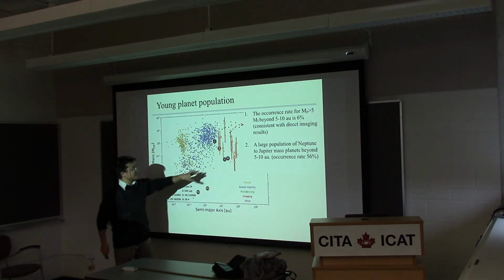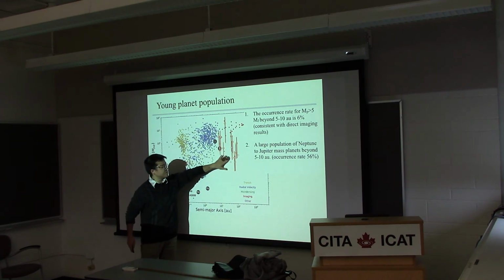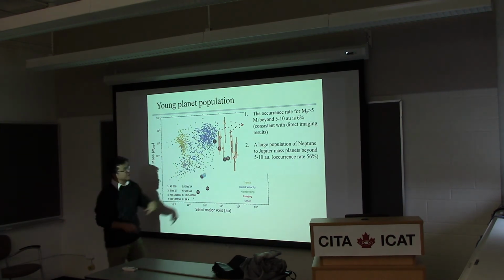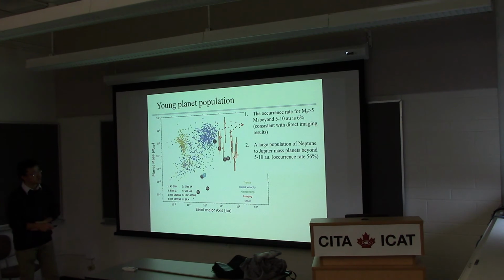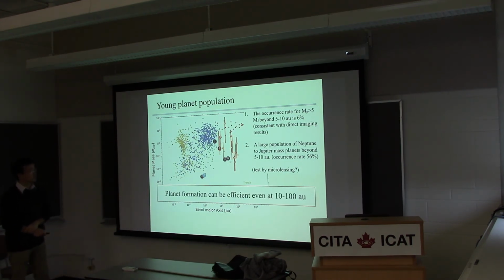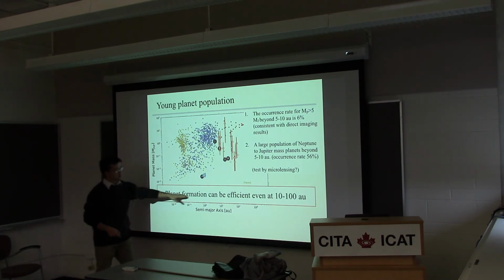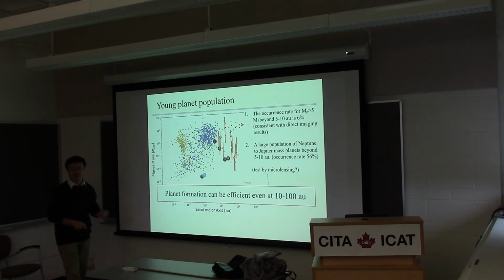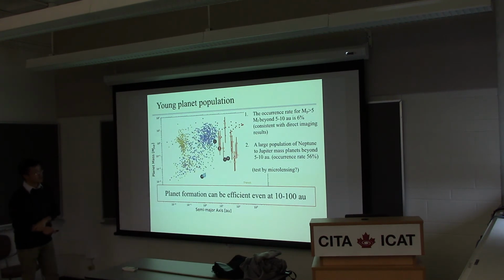In some sense, it makes sense because our solar system has Uranus and Neptune in this range. But we still need to confirm this large population, Neptune to Jupiter mass. Microlensing in the future will be a good way to probe this population. If we believe these gaps and rings are caused by planets, then planet formation can be very efficient even further out, at 10 to 100 AU. Still needs to be tested.